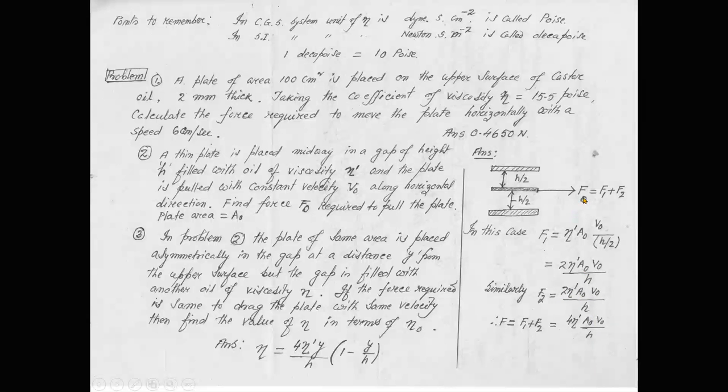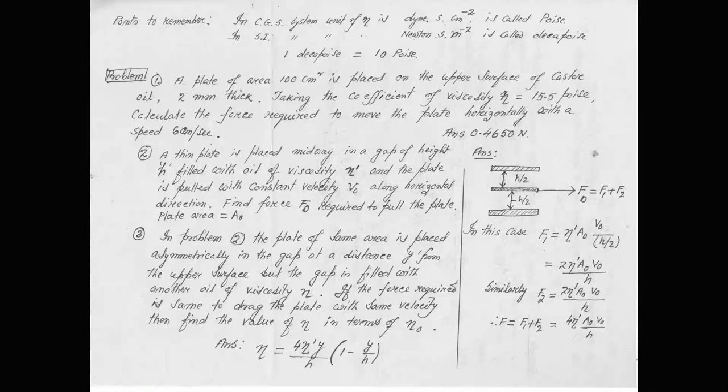Now F naught is equal to F1 plus F2. After summation, we will get 2 eta dot A naught v naught by h plus 2 eta dot A naught v naught by h is equal to 4 eta dot A naught v naught by h. So this is the expression. Find the force F naught required to pull the plate. Plate area is equal to A naught. So this is the required expression. This is a very simple problem.